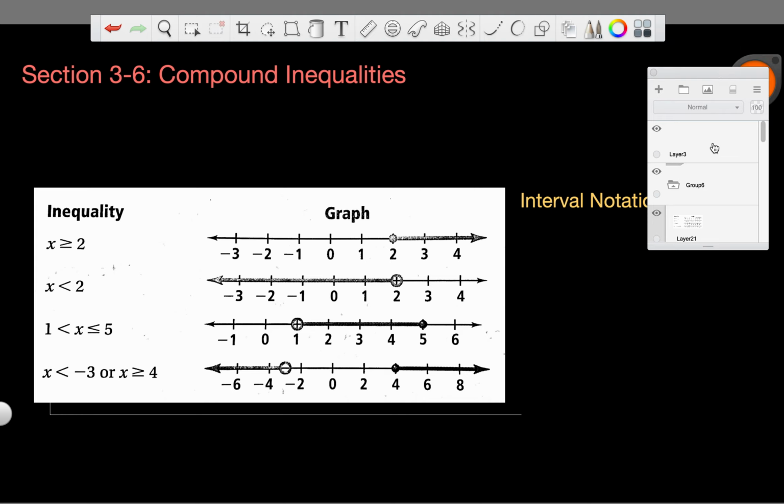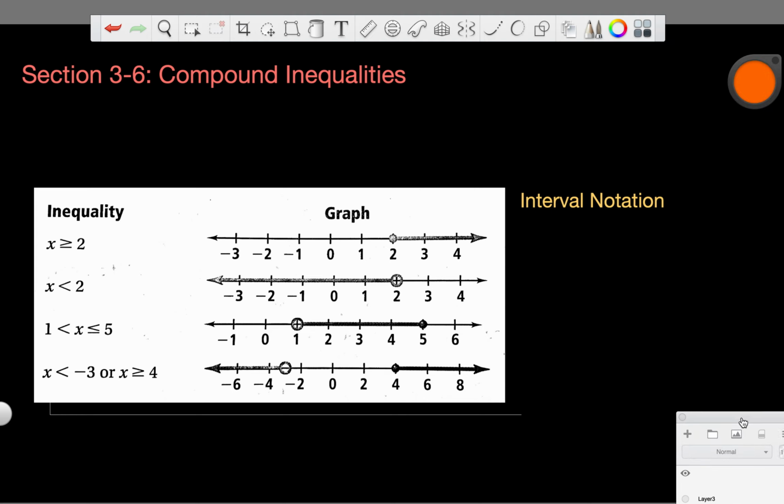Right here we have 4 inequalities that are written. 2 of them are regular inequalities and 2 of them are compound inequalities. And we are going to take the graphs and write the interval notation that it represents. So, just like we said before, here we have 2 and on, up to infinity, okay? So it's from 2 to infinity. So we want to write this notation.